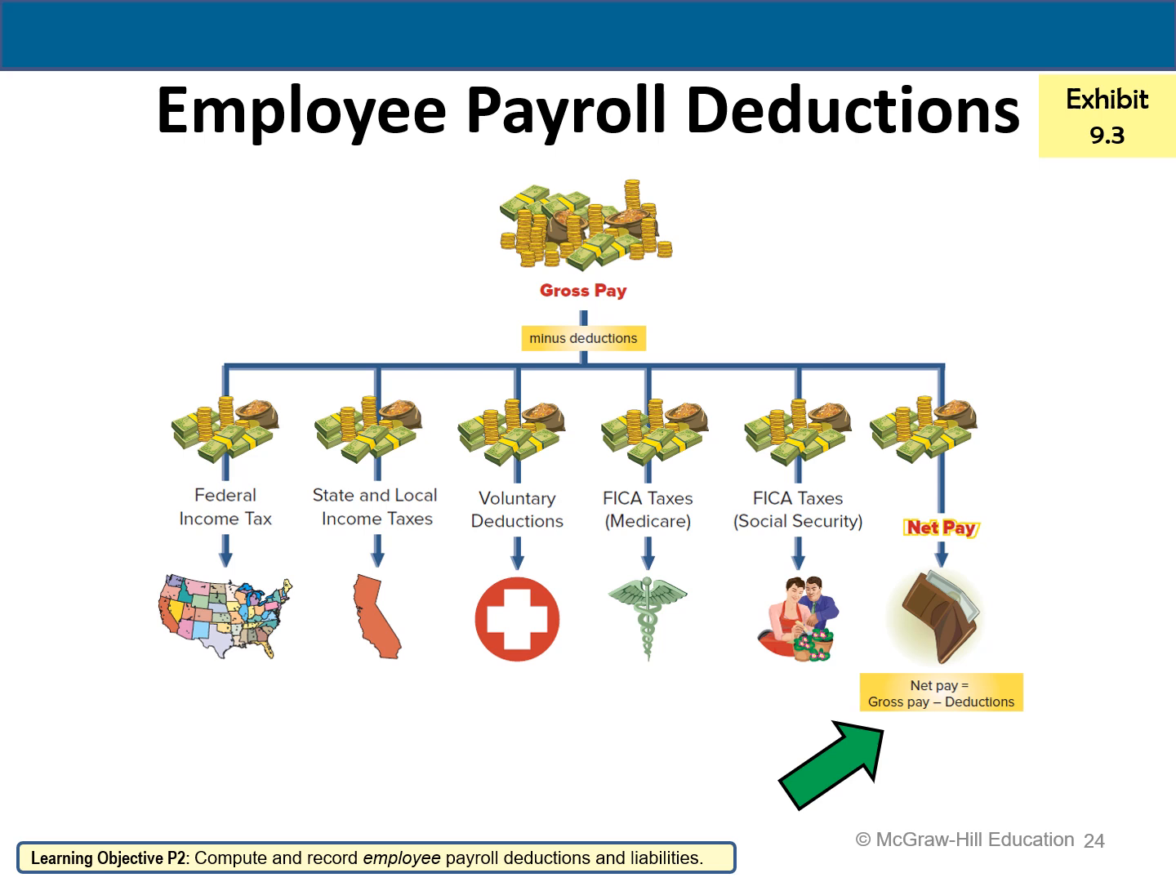So, let's see, what are we trying to show here? So you have gross pay right up here. I lost my pen. Right up here. Then you've got federal income tax, state and local tax, voluntary deductions, FICA tax, which is basically Medicare and Social Security, and then, you know, after the government takes all of their pieces, here's what you get to take home. Okay?